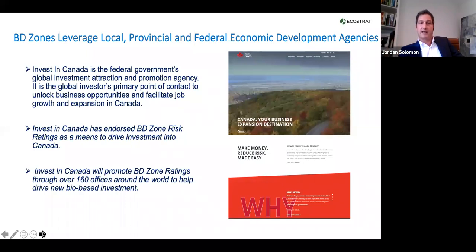So Invest in Canada has in fact endorsed the BD zone risk ratings initiative as a means to drive investment into Canada, which means they will be promoting Melville's A-rated BD zone rating through the 160 global affairs offices around the world to help drive new bio-based investment to the city of Melbourne.